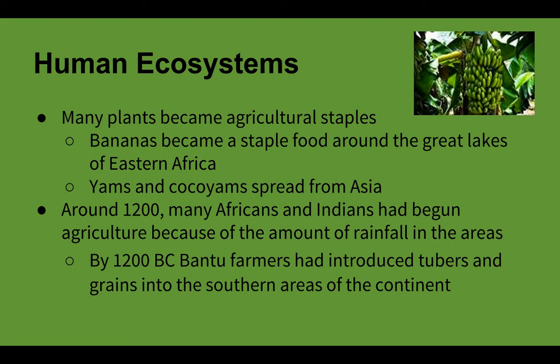Going to agriculture, many plants had become agricultural staples, including bananas around the Great Lakes of Eastern Africa, and yams and cocoa yams from Asia. Around 1200, many Africans and Indians had begun agriculture because of the amount of rainfall in the area. So India has its monsoons, and the coast of Africa just gets a lot of rainfall naturally. And by 1200 BC, Bantu farmers had introduced tubers and grains into the southern areas of the continent.